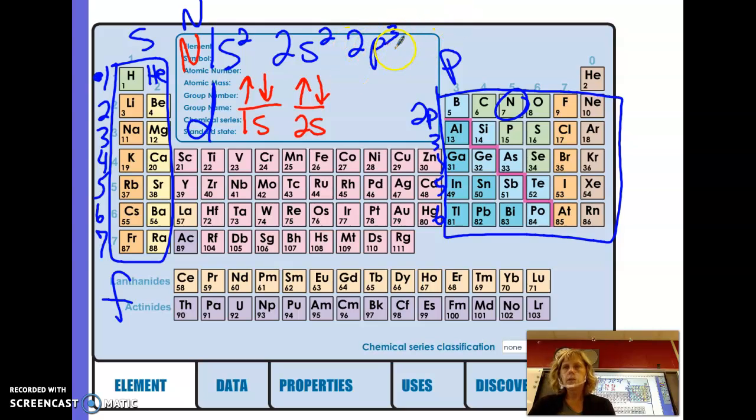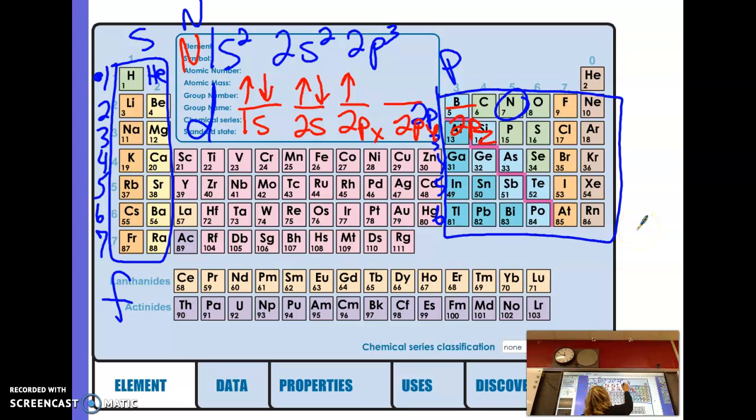When we get to the 2p sublevel, we have to break this down: 2px, 2py, 2pz. I must put one electron in each of these orbitals before I put a second electron in any of them.